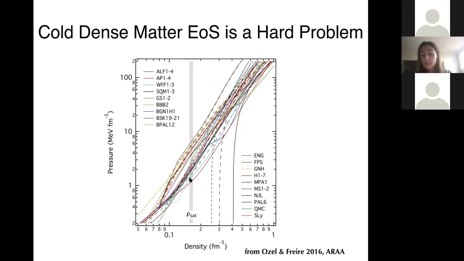For reference, this is the nuclear saturation density. But of course, we are not at nuclear saturation in symmetric matter. We are at neutron-rich matter. So that also introduces a large amount of uncertainty in what it is that we should be using for the neutron star interior composition pressure at a given density.